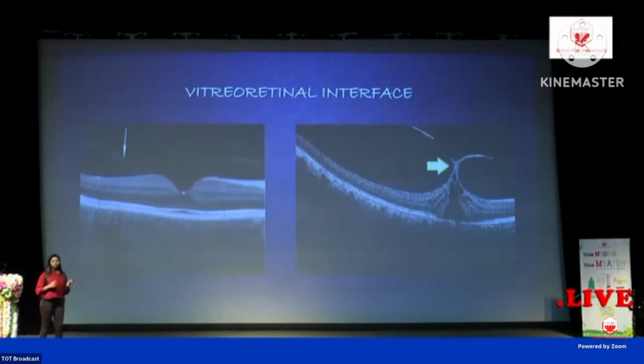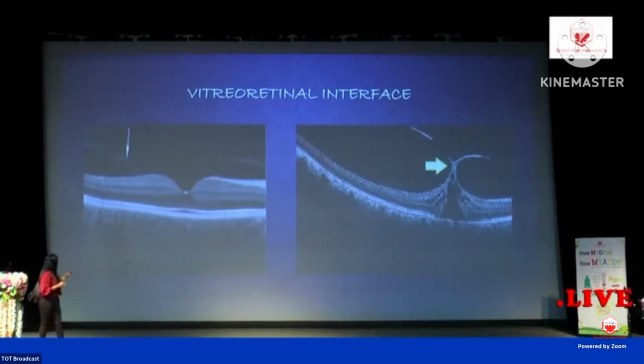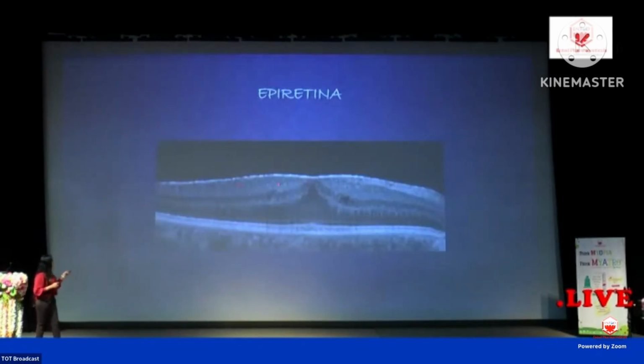Now coming to the vitreoretinal interface disorders. Here the retinal anatomy is maintained, and here the foveal contour is distorted. So this is a case of vitreomacular adhesion, and this is a case of vitreomacular traction. Here a hyperreflective membrane over the macula is seen, and here there is kinking of the retina. So this is a case of epiretinal membrane.